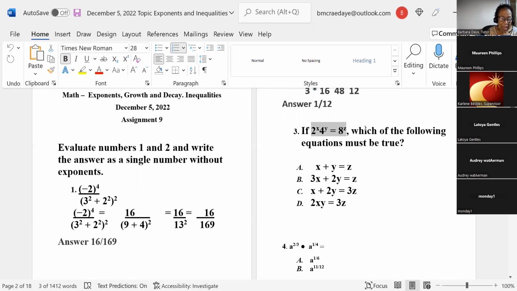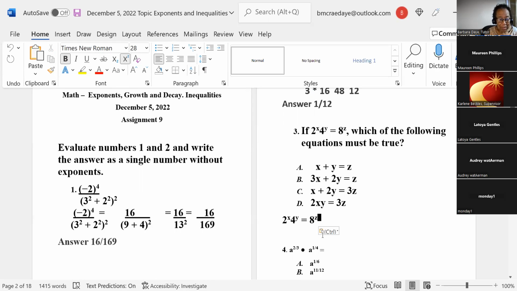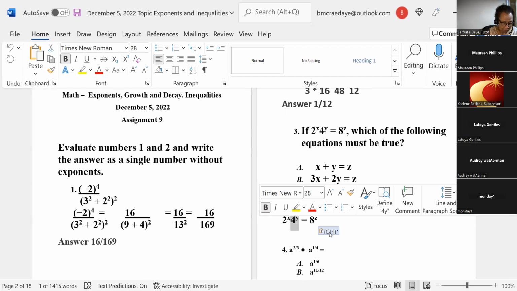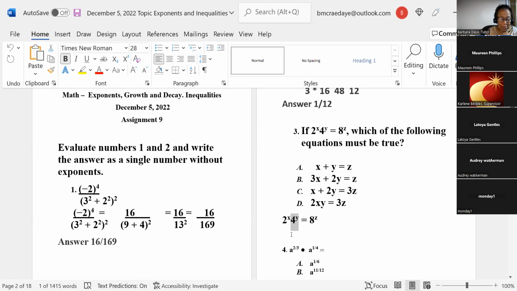What factor do they have in common? 2. All right, so you got a good start there. That means there's a 2 there, 2 to the x. So 4 to the y power. Let's put that there. Now, what can that be expressed as, Audrey? 4 to the 1 power? No. You said they had 2 in common, right? Yes, 2.